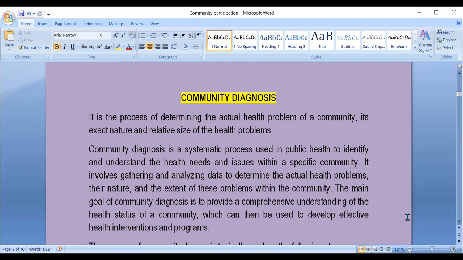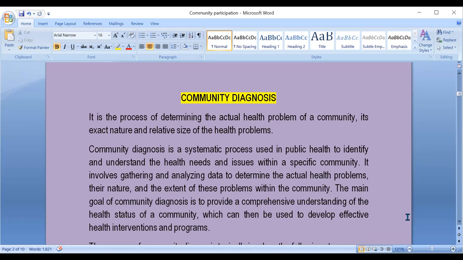community diagnosis is the process of determining the actual health problem of a community, the exact nature, and the relative size of the problem the people are having. Community diagnosis involves a systematic process. That is, from one particular step, you move to the other. You don't jump steps because it is a systematic process.